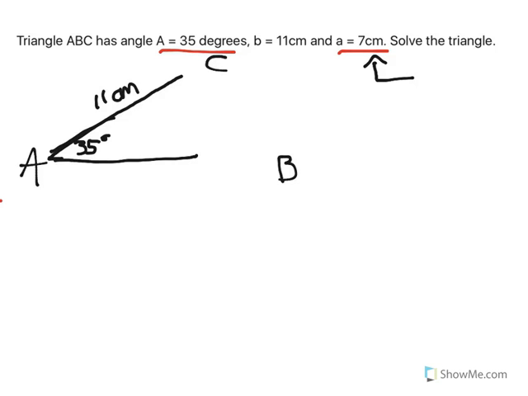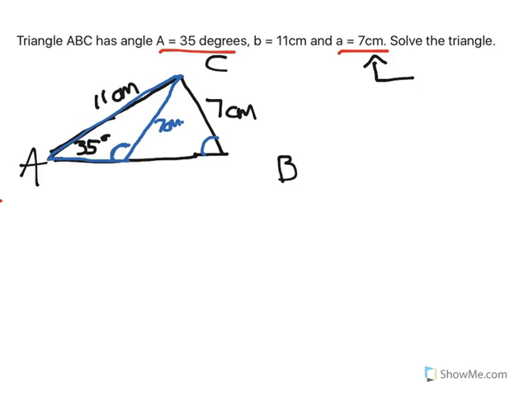I'll keep the first one in black. So if 11's there, 7 can be something like this. You can see it's clearly shorter than the 11, and that satisfies all the criteria. Now, the other way that could be drawn is, again, the 11 can't change and the 35 degrees can't change. But the 7 centimeters side could actually swing underneath here and create this triangle. We're still within all the criteria given in the question. But because that 7 centimeters is shorter, it could actually be under there, creating an obtuse angle here as opposed to an acute angle here.